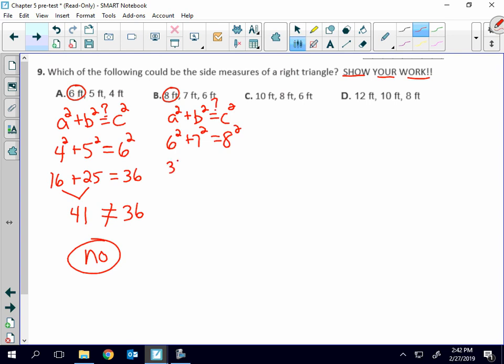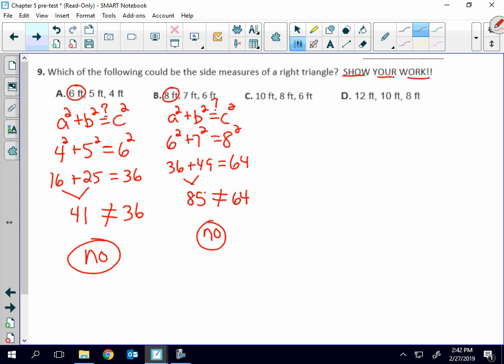6 times 6 is 36. 7 times 7 is 49. Is that the same as 64? Well, when I add 36 and 49, I get 85, which is not 64. Therefore, it is not a right triangle.